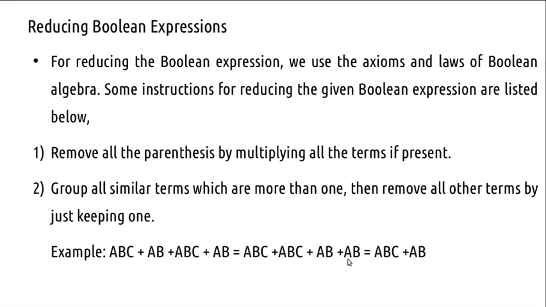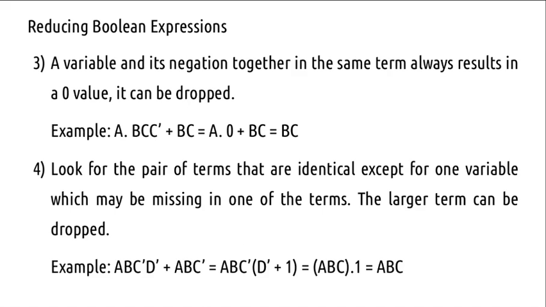You needn't have duplicates. You don't write it as 2AB or 2ABC, as you would in your maths, like 2x, 2y. That's not written like that. If an expression is repeated, you can have it just once. Then a variable and its negation: x and x complement always results in 0. So C and C complement is 0, A and 0 will become 0, and that will leave B, C.